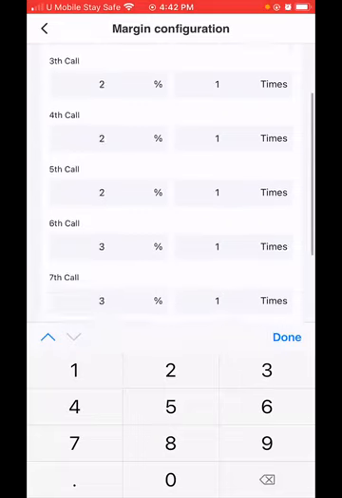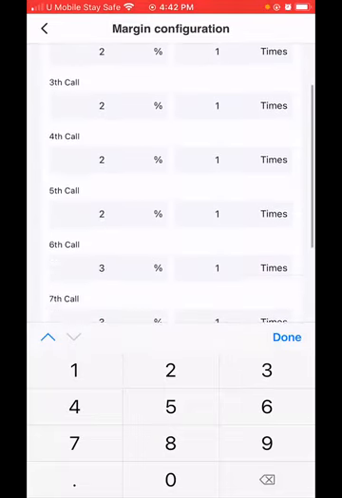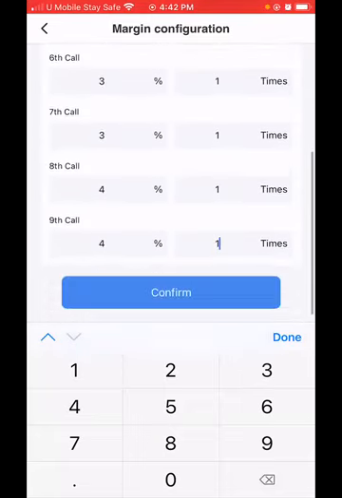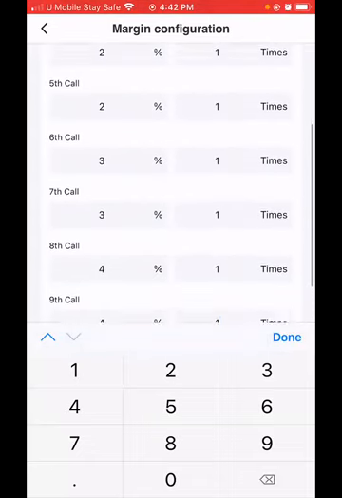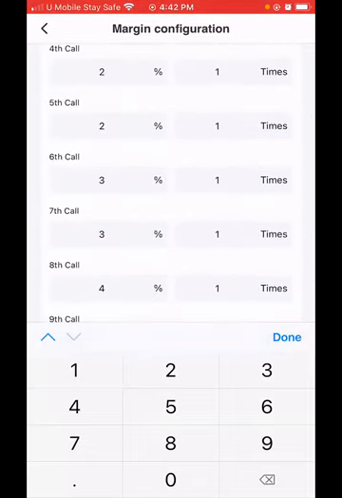Meaning the bot, each time the market drops 2%, invests $10. When you get to the 5th call, if it drops 3%, invest $3. When it drops 3% to the 6th call, invest $10. When it drops from 7%, another 3%, you invest $1. Now, here is the secret.